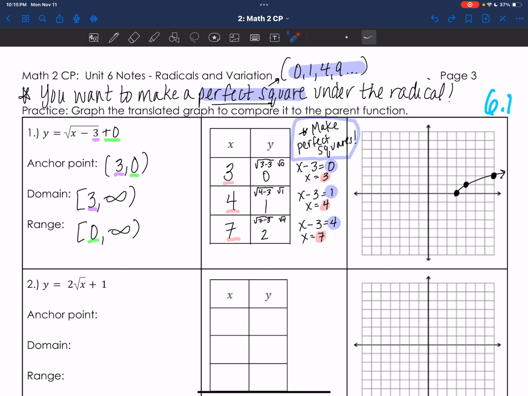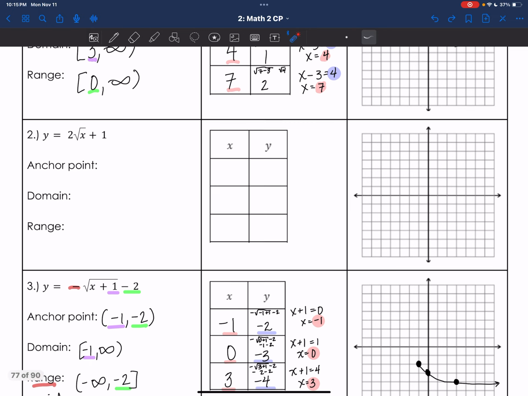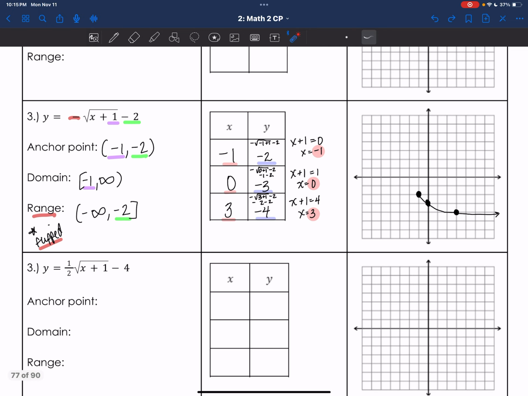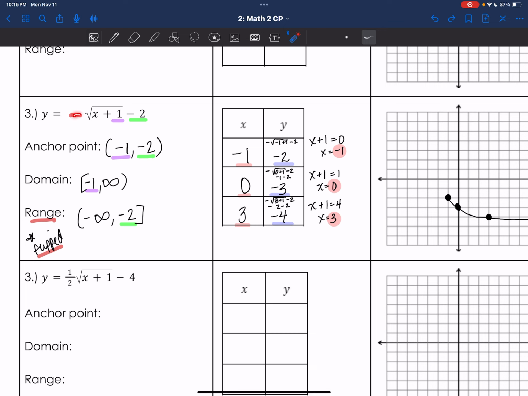So we're going to go up this way from 0 all the way up, because it's going to continue on and on and on. That was not a straight line. So that's the information you have there. You're going to go ahead and try number 2. Number 3 is a tricky one, because notice we have a negative. So we've got root x plus 1 minus 2.